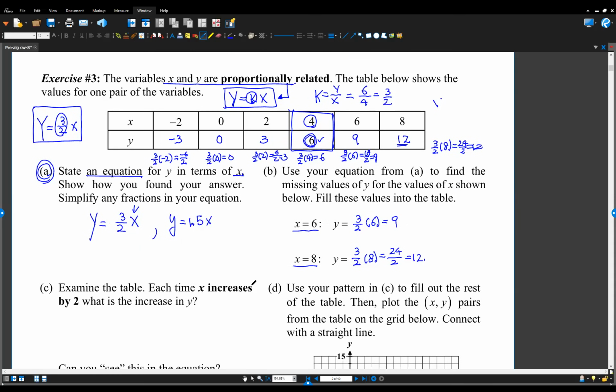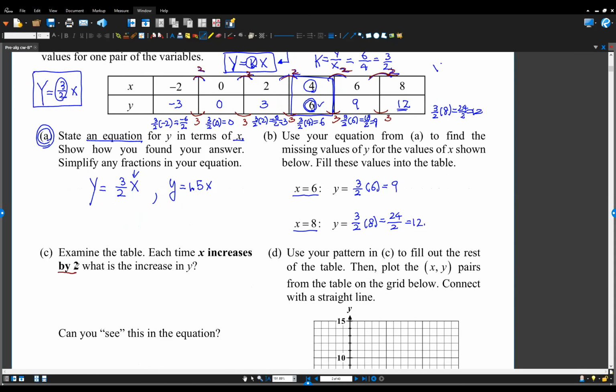Can you see that over here? When x increases by 2, how much does y increase? Can you see that? x increases by 2, plus 2, plus 2, plus 2. How much does y increase over here? 0 minus negative 3, that increases by 3. This is an increase of 3, the same number each time, while x increases by 2. So when x increases by 2, y increases by 3. 3 is the answer.